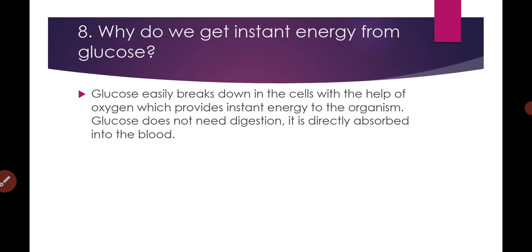Okay, and in this, what happens in the cells of the body? The glucose will be broken down by oxygen, and it will provide what? Energy. Instantly it will provide energy to the organism, yes. So there is no extra digestion process. Glucose does not need any extra digestion process, so it will be absorbed directly, transported by the blood, and passed to the cells of the body, and there it will be completely broken down. Okay.